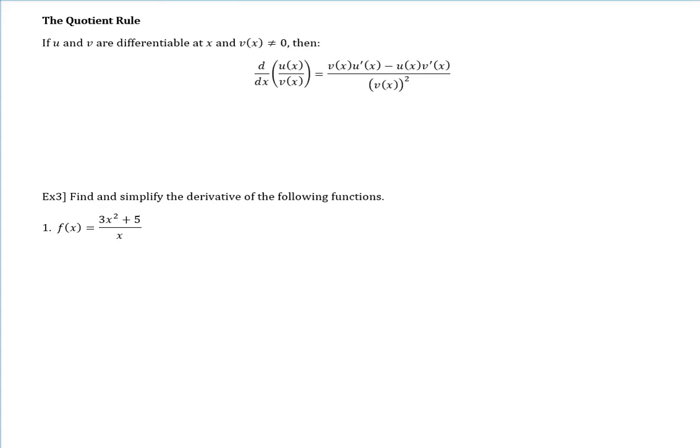Hi everyone. Welcome to our video on the quotient rule. The quotient rule tells us if we have a function divided by a function and we want to take the derivative of it, then we have this equation to use.